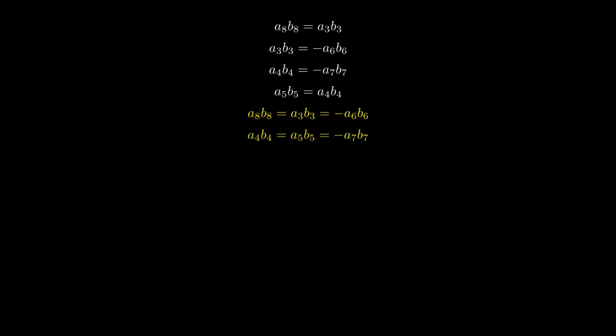So here we just found two interesting sets of relations. A8 times B8 must be the same value as A3 times B3, which must be the same value as minus A6 times B6. Similarly, A4B4 must equal A5B5, which must equal minus A7B7. Now let's see what happens if we try and find A and B values that satisfy all the constraints of just one of these equations.